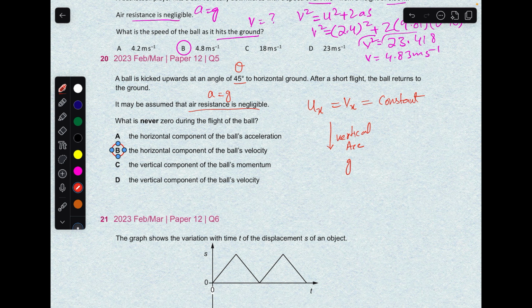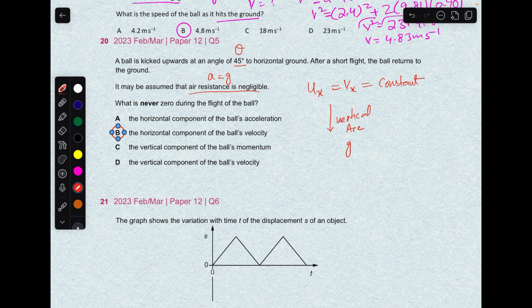The horizontal component of the ball velocity will remain constant, right? And it will never be zero. The vertical component will change, and at the maximum height it will be zero. So when the velocity will be zero, the momentum will also be zero. Okay, so these other options are incorrect.